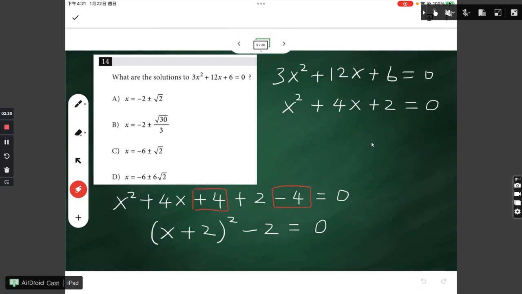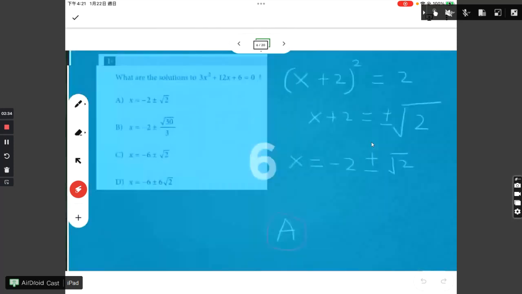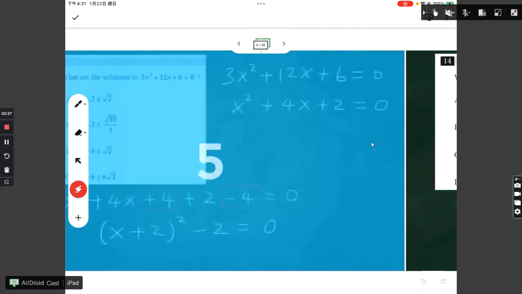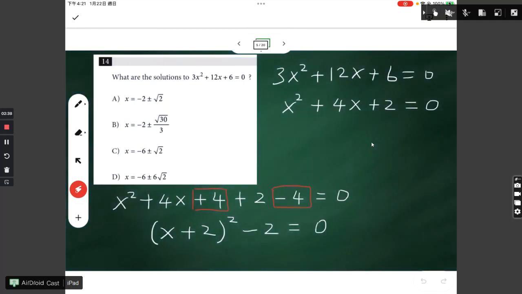This equation is not something that you can calculate with factorization, right? This quadratic equation cannot be solved by factorization. So we can do it with completing the square. So the first step, you write down 3x squared plus 12x plus 6.